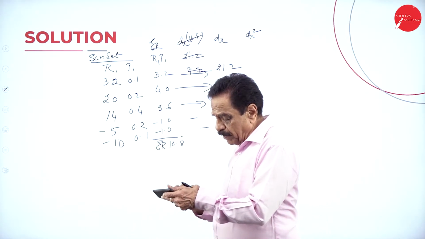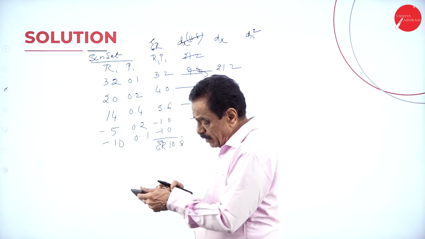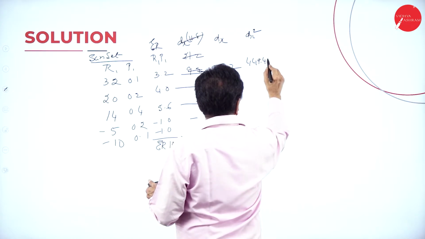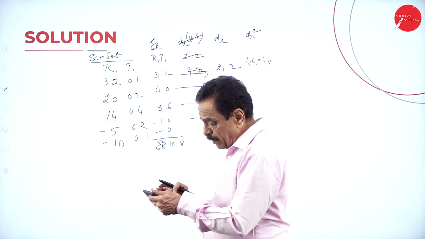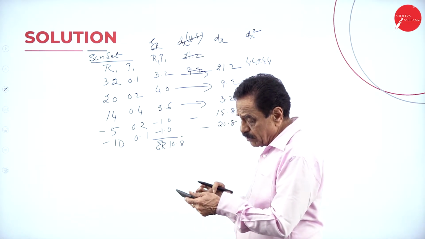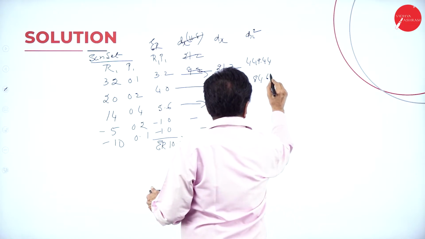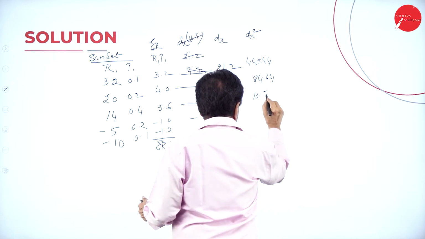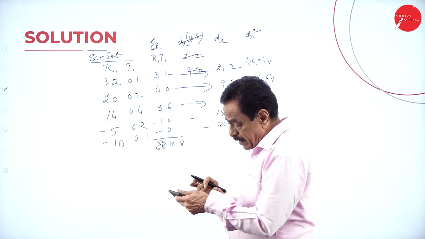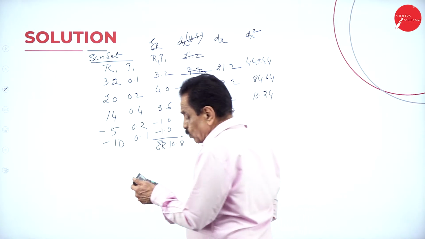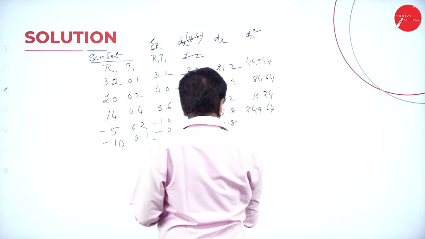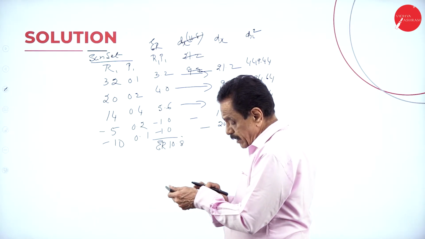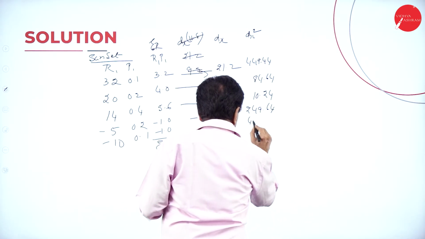dx square. 21.2 into 21.2, 449.44. Then 9.2 into 9.2, 84.64. 3.2 into 3.2, 10.24. 15.8 into 15.8, 249.64. 20.8 into 20.8, 432.64.